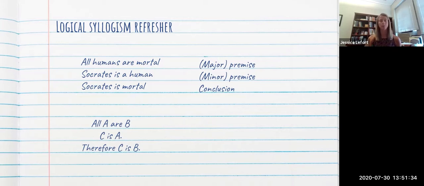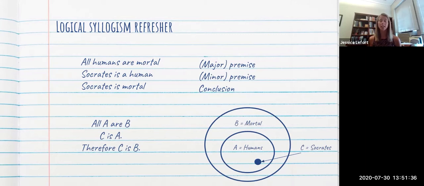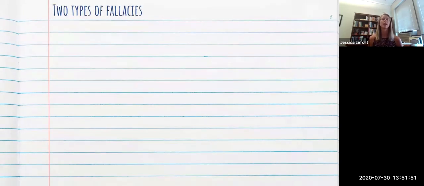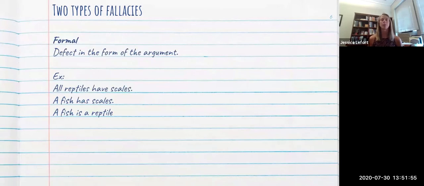If you want to look at this visually, B is the mortal, right? All of the things that are mortal. A is the category of humans, all of which are inside the mortal category. And C is Socrates, who is inside the human category and is therefore also inside the mortal category. Now there are two types of fallacies. The first type are formal fallacies. These are defects in the form of the argument, so the structure of the relationship between the A's and the B's and the C's.